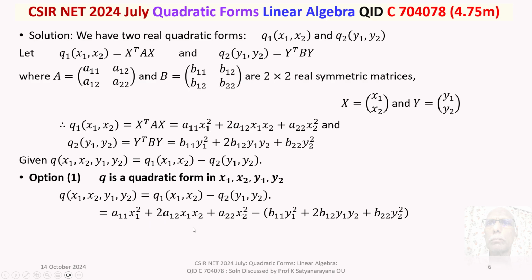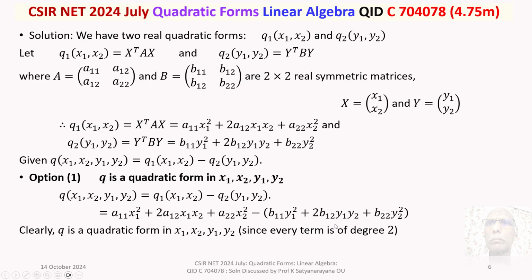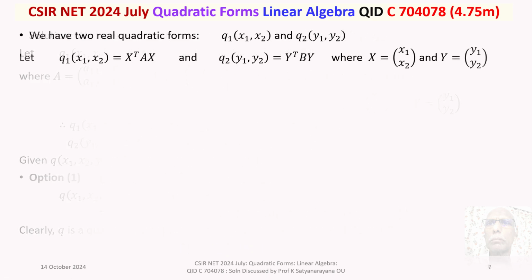So therefore, clearly Q is a quadratic form in x1, x2, y1, y2 because every term is of degree 2. Right. So the option 1 is true. We move on to the next options in the next slide.